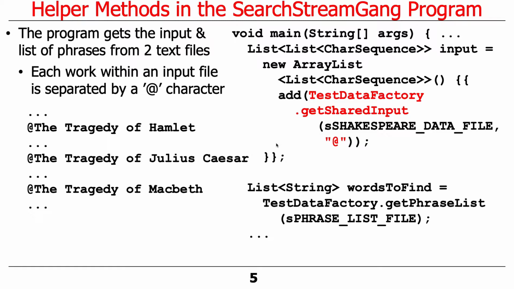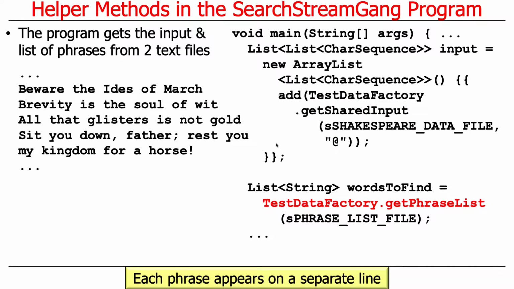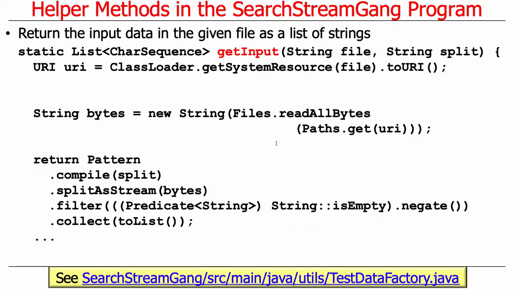So we'll end up with essentially a list of char sequences, where each char sequence will be the content of one play, and the list of char sequences will be all the works of Shakespeare. And then the other thing I do is I read in the phrase list, which, as you can see, is just a file of phrases, which are what we're going to be searching for. And each phrase appears on a separate line. So that's the input format. So let's go ahead and take a look at how those different methods are implemented, and it's kind of cool. It'll demonstrate a few other interesting Java features.